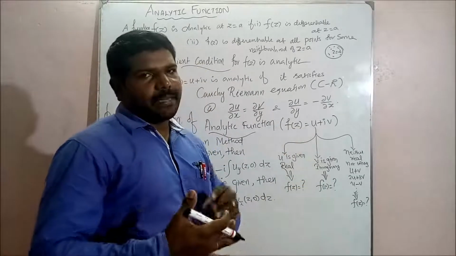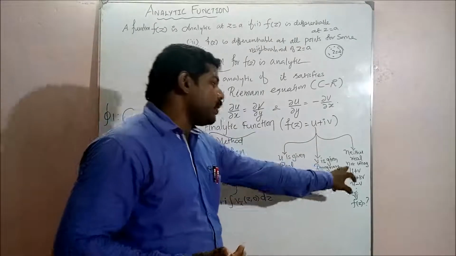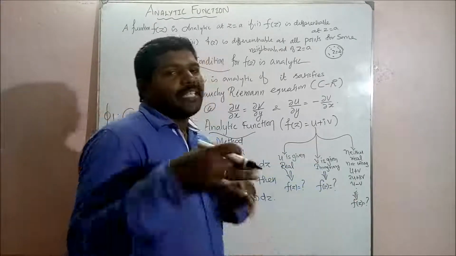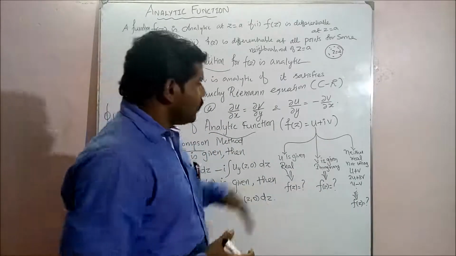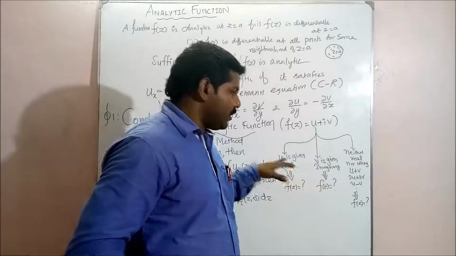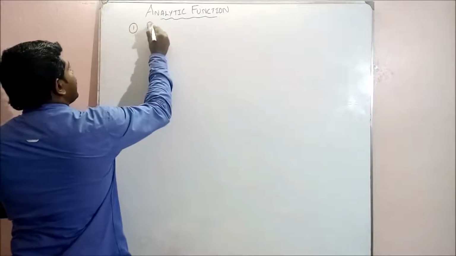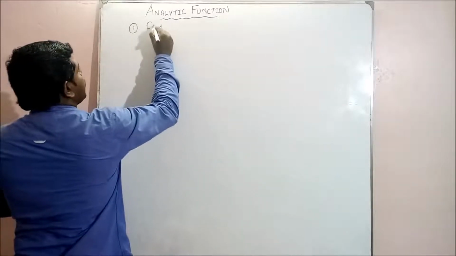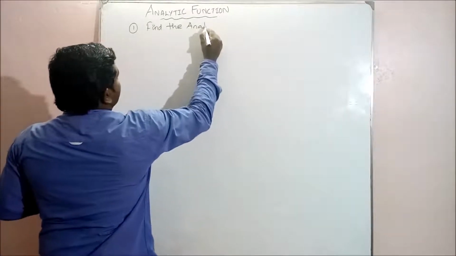So neither real nor imaginary, இந்த மாடலில் functions கொடுத்துக்கிட்டு f of z analytic function ஐ make பண்ண சொல்கிறது. So third model. So how to find out the analytic function for these three types, இங்கே நம்ம பார்க்க போகிறோம். So the first problem: find the analytic function.